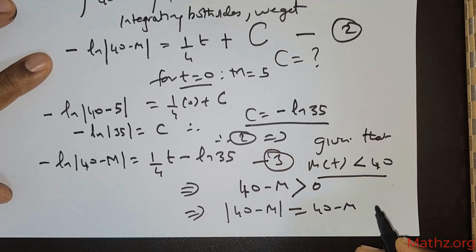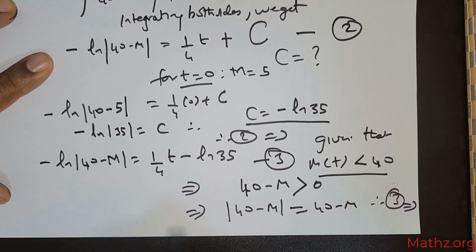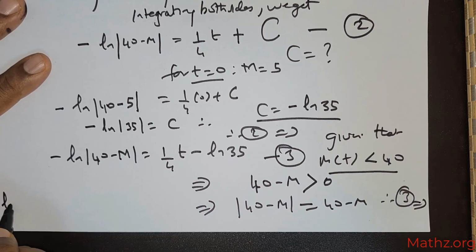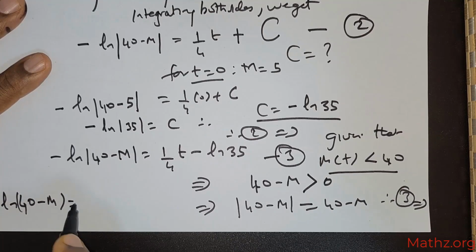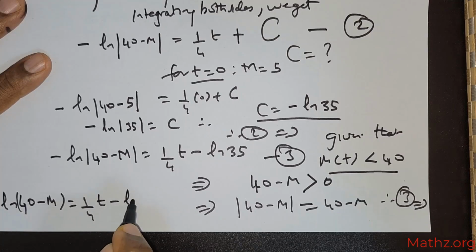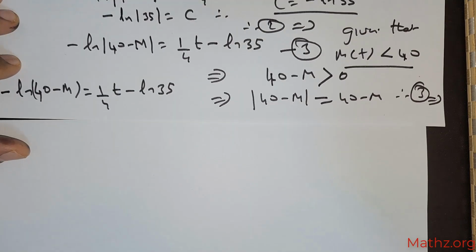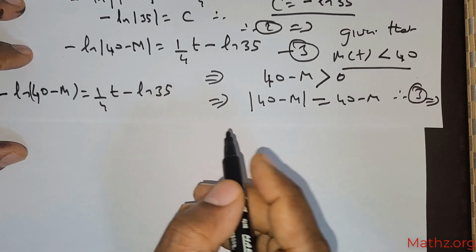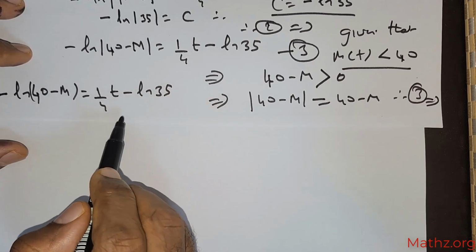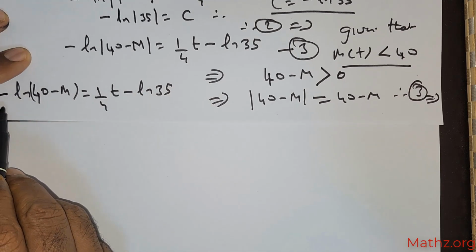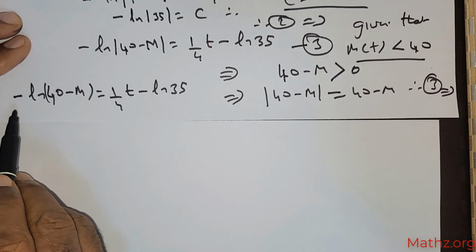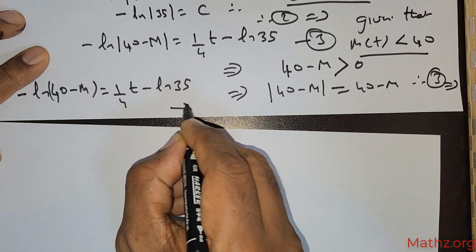So if you take this as 3, 3 can be rewritten as negative ln of (40 minus m) is equal to 1 over 4 times t minus ln 35. We need to get the solution. We need to obtain m. So how are we going to do that? What I'm going to do is get rid of this negative sign. I'm going to take this as 4.